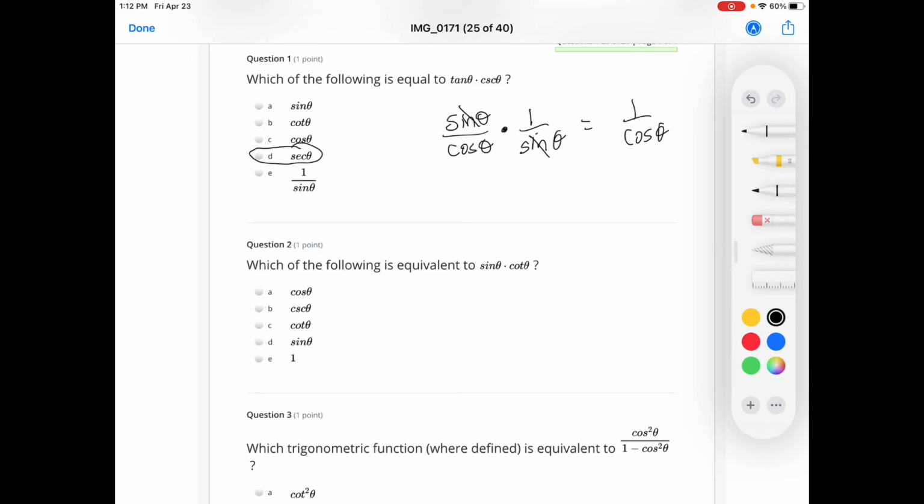All right, the next one, let's change cotangent. So I have sine theta times cotangent, which is cosine over sine. All right, so these two sine functions are diagonal to one another, so we can cancel them out. We're multiplying, so we're just left with cosine.